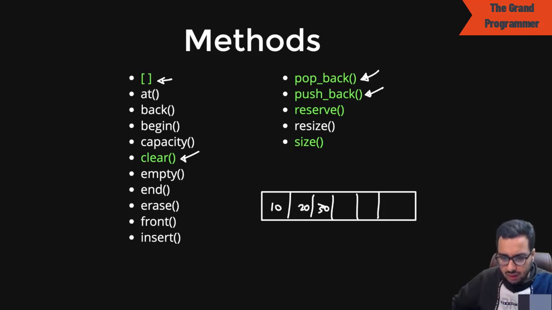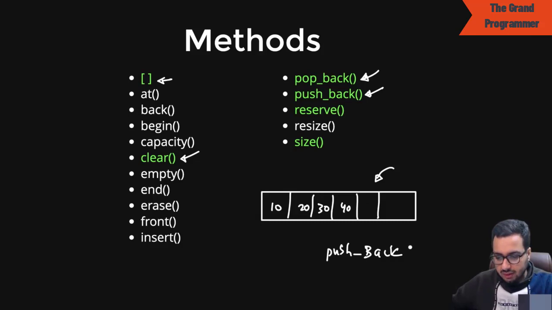Because you're working with an array, all the empty locations are at the back of the vector. If you want to push 50, you will call push back 50, and that will insert 50 inside the vector. And if you say pop back, it is going to remove 50 from the vector. And this can be done in order one time.